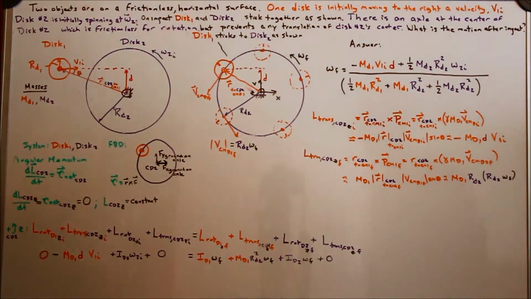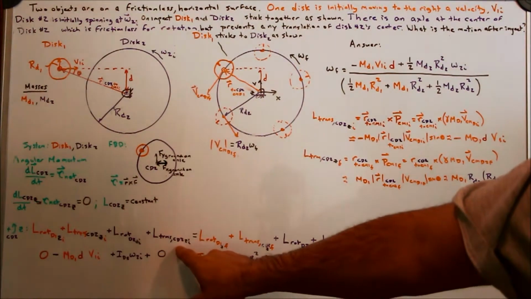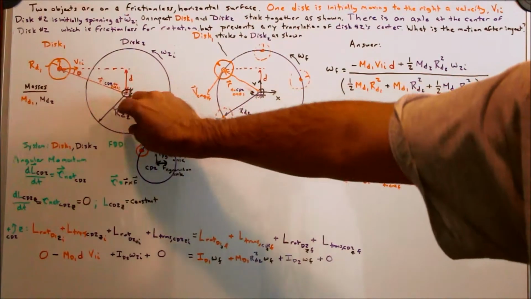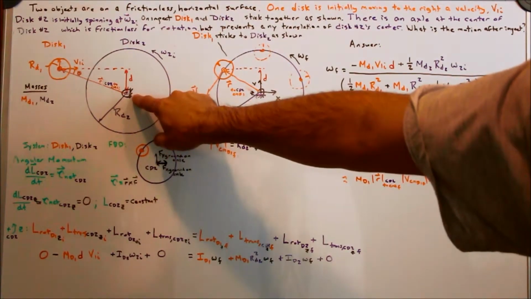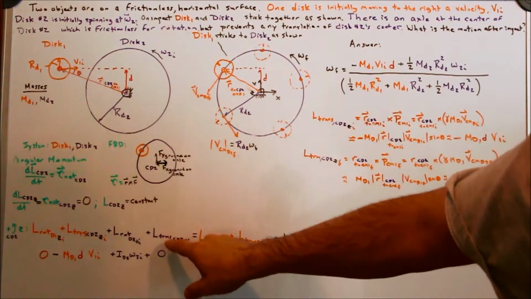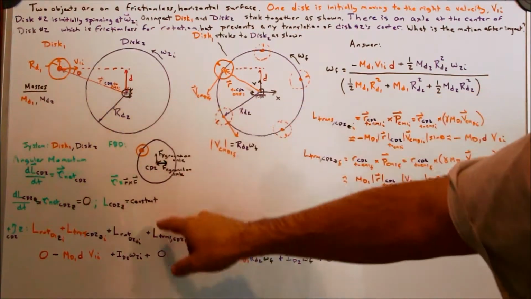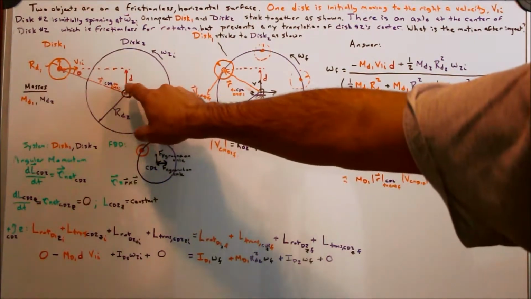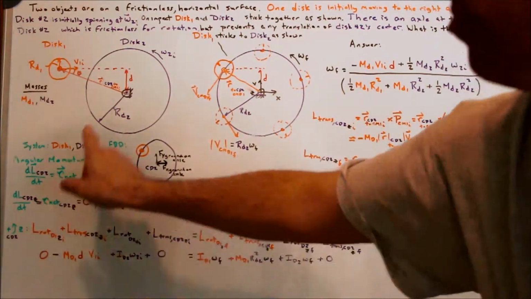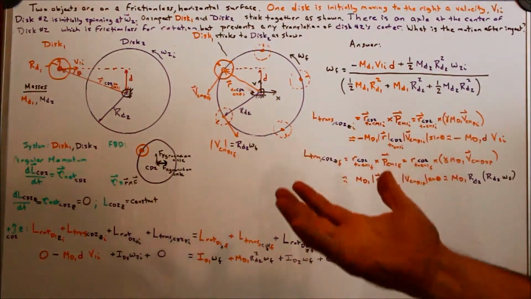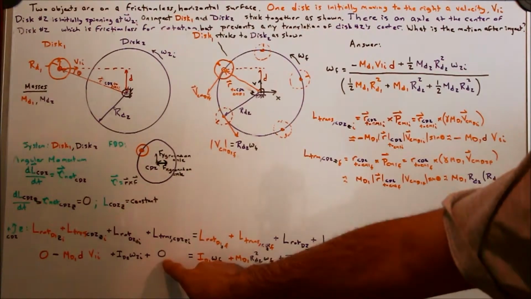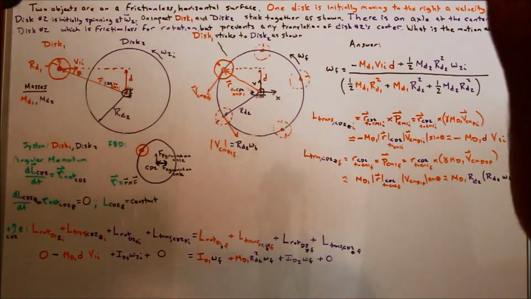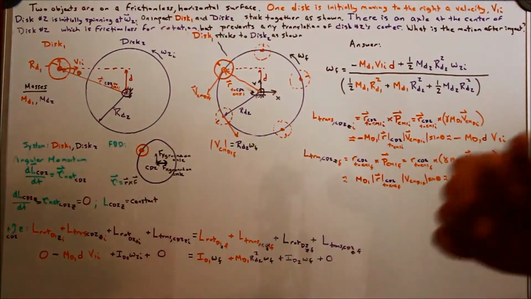Translational of the center: now disk 2 is shrunk down to a particle at its center of mass. Initially, is there any translational element of this disk 2? Well, the center of mass of disk 2 is located at this point right here, so both r and the velocity are 0, so that's 0. Now looking at the final state.